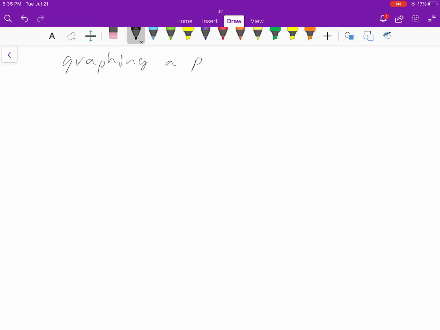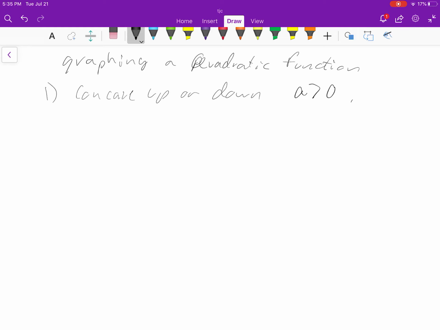By finding out whether A is greater than 0 or A is less than 0. If A is greater than 0, you're concave up. If A is less than 0, you're concave down. Okay, so concave up means smiley face, concave down means frowny face.